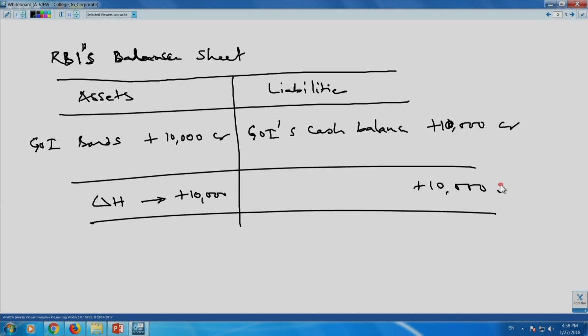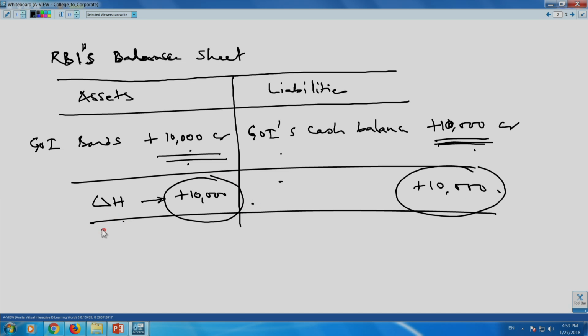Yeah. So, if you can see here, if the Reserve Bank buys 10,000 crores worth of Government of India bonds, on the asset side there is an increase to the extent of 10,000 crores. As I said, in return for buying those bonds, the Reserve Bank of India writes a check on itself and gives it to the Government of India. The Government of India deposits that check again with the Reserve Bank. When the Reserve Bank receives that check, it will credit the Government of India's account with itself by 10,000 crores. So, the size of the Reserve Bank of India's balance sheet has gone up by 10,000 crores.